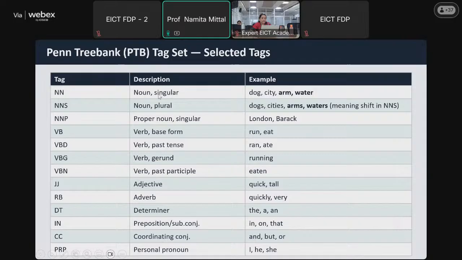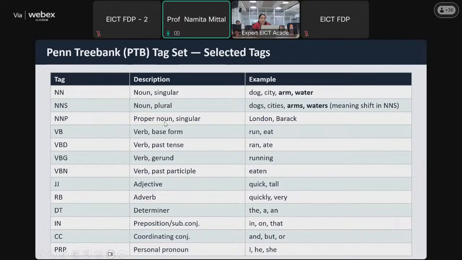So NN is a noun. If we don't have S after this NN, it means singular. So dog, city, arm, water. These are nothing but nouns. S means plural. It is a noun but plural. So look at this, dog has now become dogs, city, cities, arm, arms, water, waters. But there is a meaning shift in NNS. Earlier it was arm, a body part. It was something different in NN. While when we make it arms, it means a kind of weapons. Water, in the case of NNS, becomes waters. It's kind of a wave or a collection of waves.